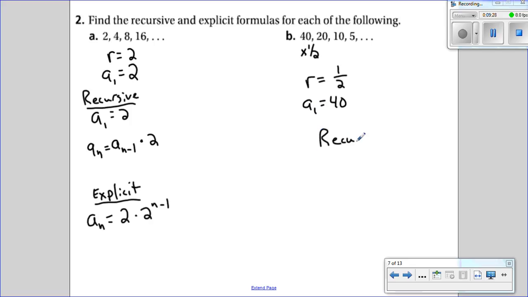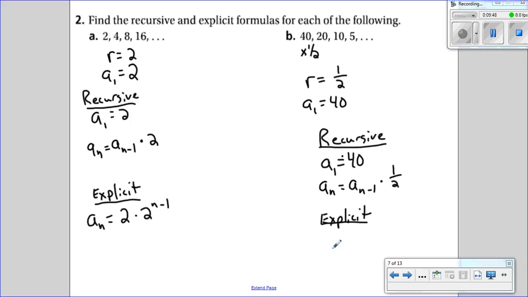So recursively speaking, A sub 1 starts at 40, and A sub n equals A sub n minus 1 times 1/2. Explicitly, A sub n equals 40 times 1/2 to the n minus 1. So remember, recursive only works if you know the value before it. Explicit can work at any point.